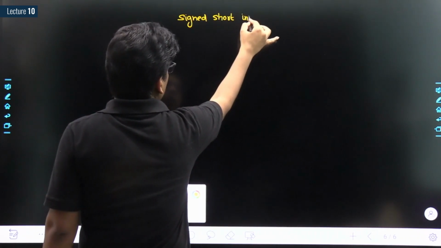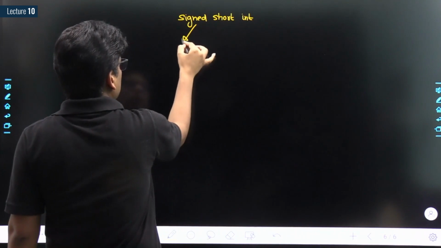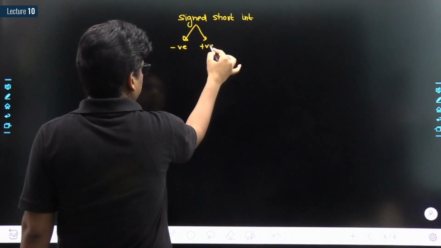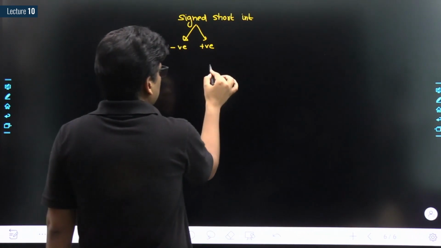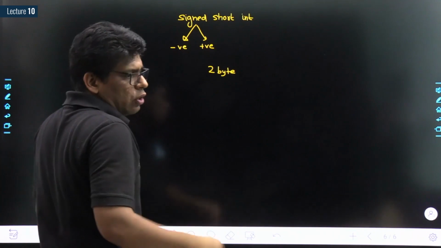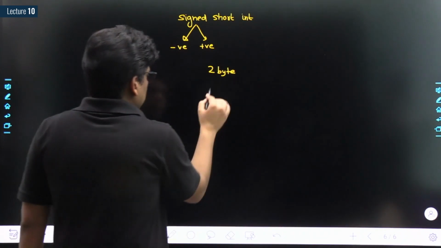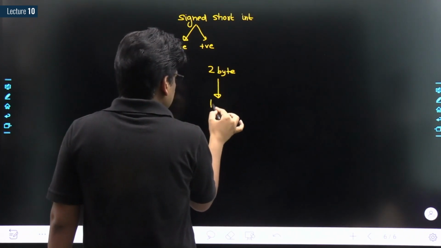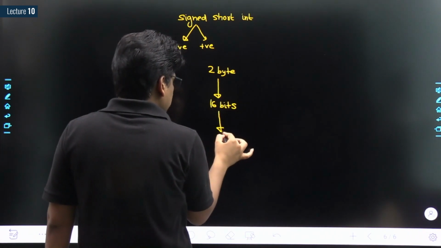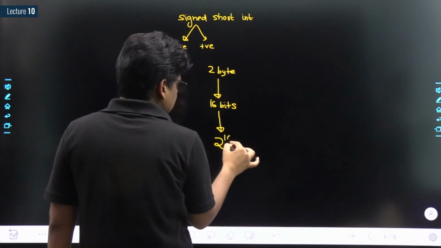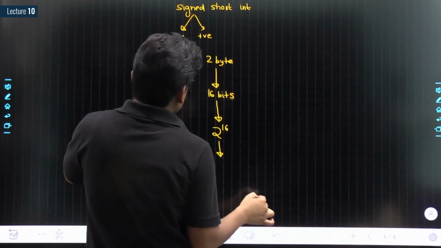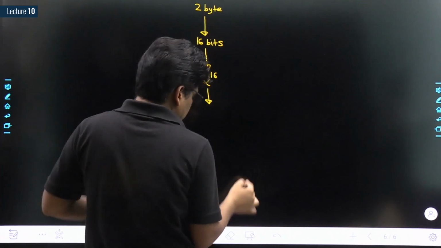Sir, when we talk about signed, that means we are working upon both negative as well as positive values. Signed short integer also occupies 2 bytes. 2 bytes means 16 bits. How many possible values can be created? 2 to the power 16.